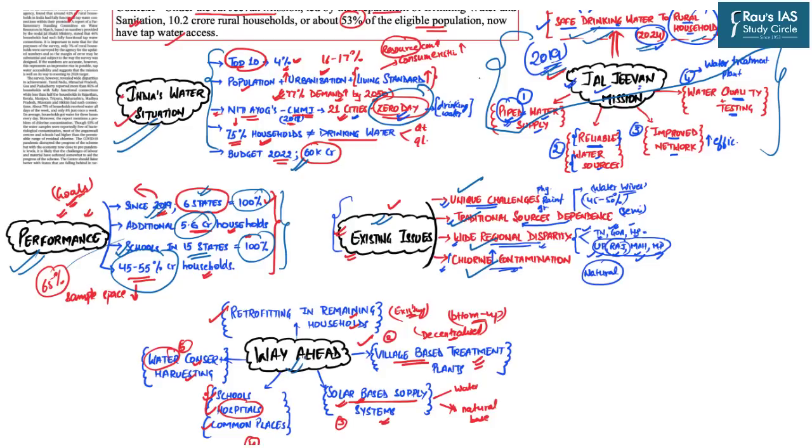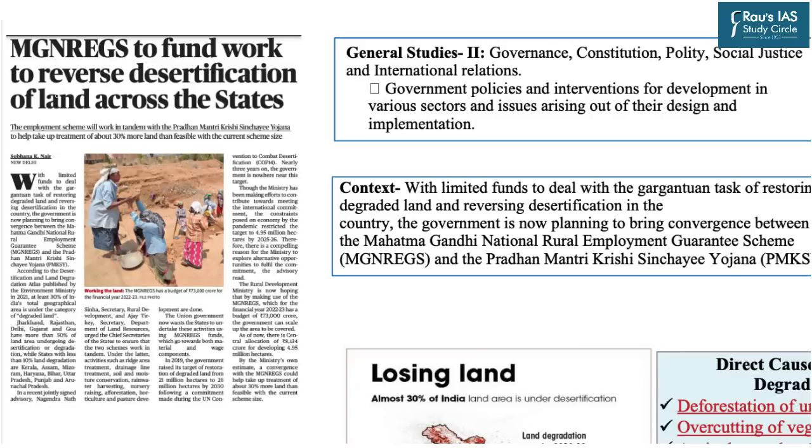It can be a five-pronged strategy focusing on retrofitting the remaining households in those areas where there is an existing piped water network, establishing treatment plants in the villages, solar-based supply systems, special focus on common places like schools and hospitals, as well as overall focus on water conservation, preservation, and harvesting technologies. So that is all about this particular topic. Now moving towards our next topic.